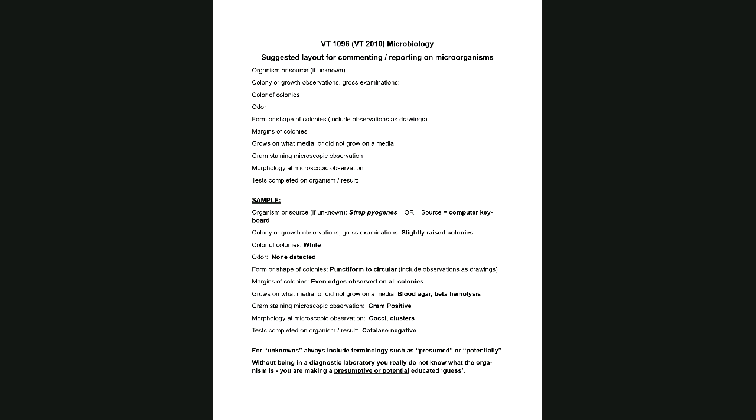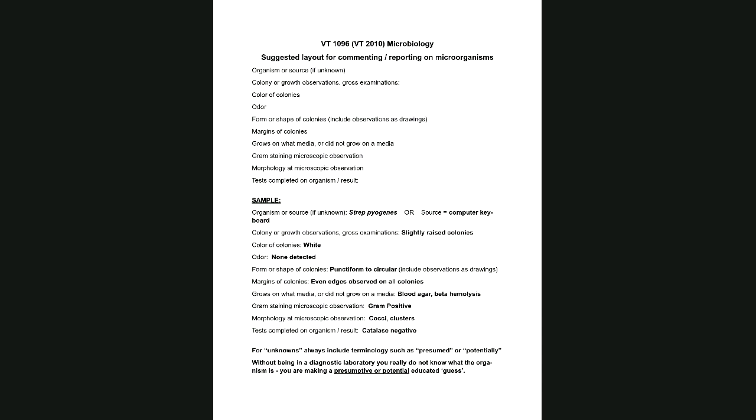Grows on what media? Blood agar had beta hemolysis present. It's gram positive. It's cocci in clusters. It was catalase negative. Okay? Because you ran a catalase test with hydrogen peroxide. It didn't bubble. It was negative. So that is how you would utilize this kind of form, and this is in your documents in your Blackboard shell. You can find this form. I recommend that you download it and have it ready for next term when we have the hands-on lab, and be ready to utilize this.